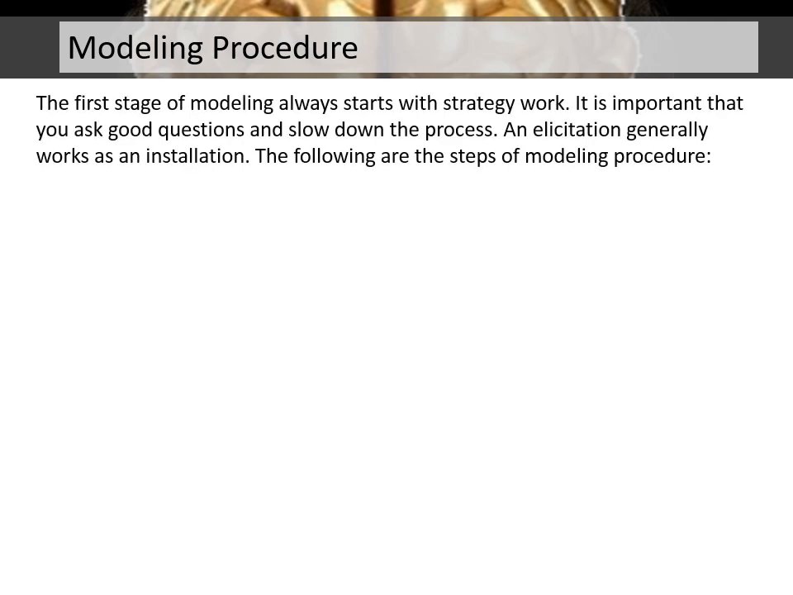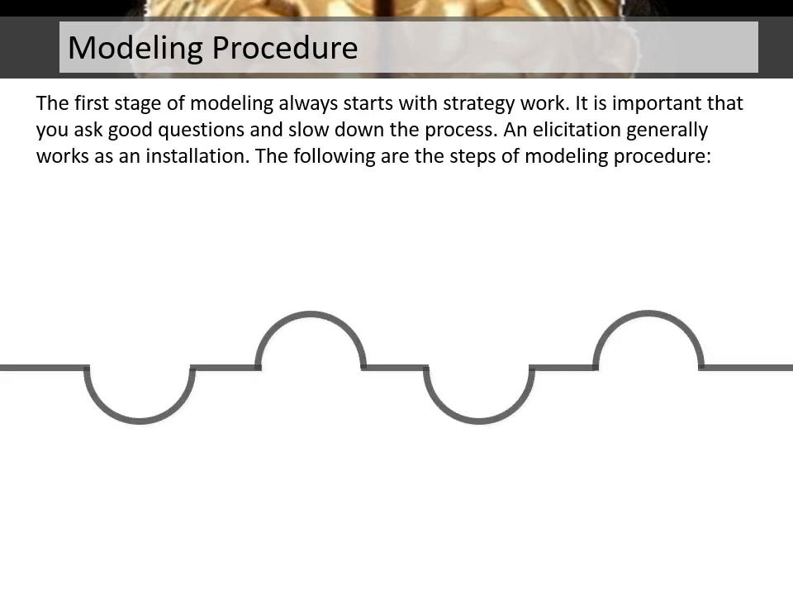The modeling procedure. The first stage of modeling always starts with strategy work. It is important that you ask good questions and slow down the process. An elicitation generally works as an installation. The following are the steps of the modeling procedure.